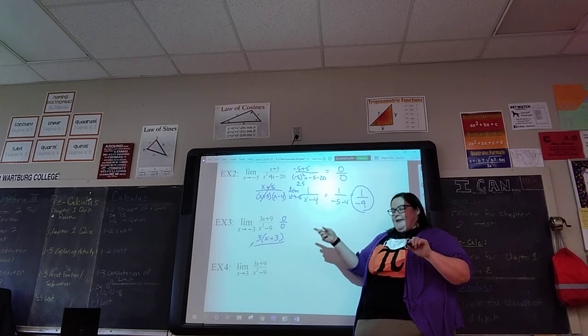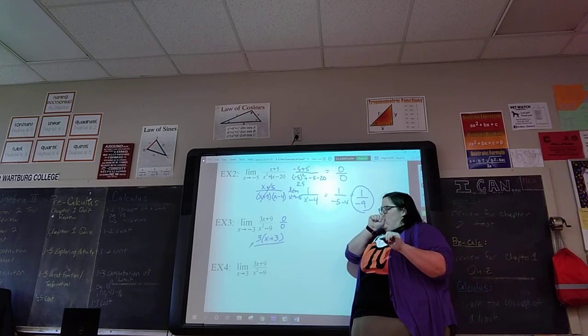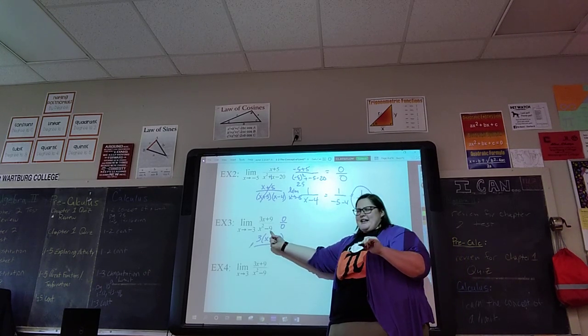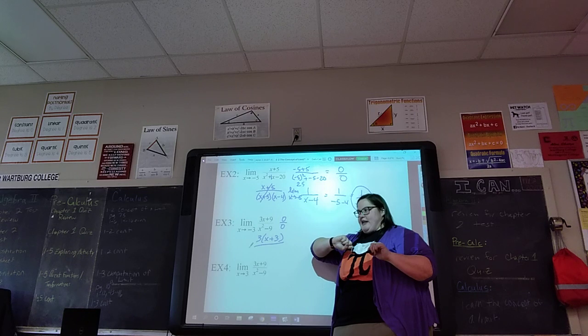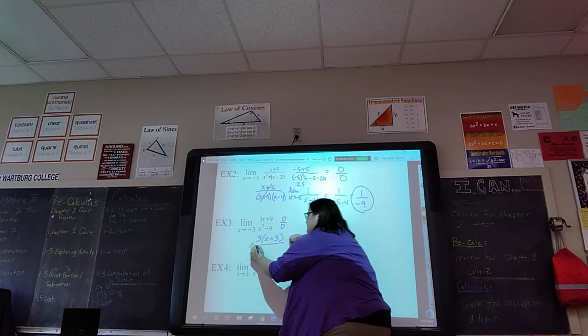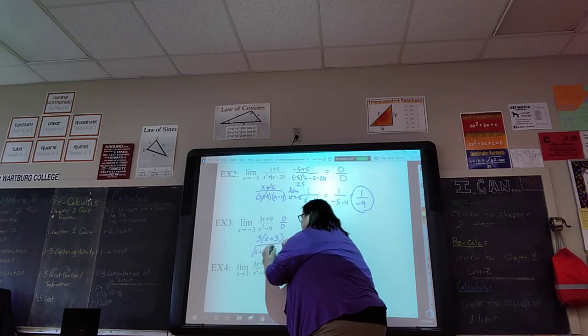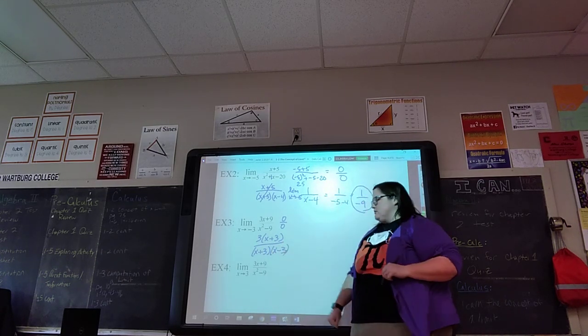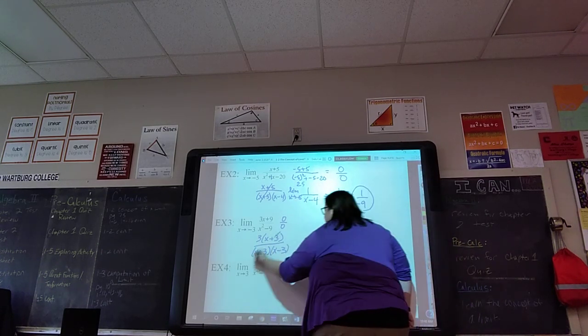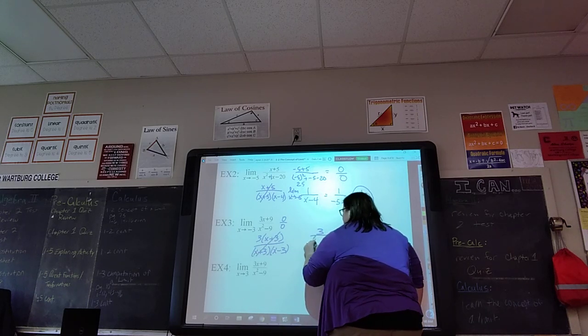Can I factor the bottom as well? Yeah, because 9 is a perfect square. I don't have anything in common because we have an x squared here and a 9, but 9 is a perfect square, so how can I factor that? Yeah, x plus 3, x minus 3. Is there any common factor I can cancel out? x plus 3. So I end up with 3 over x minus 3.